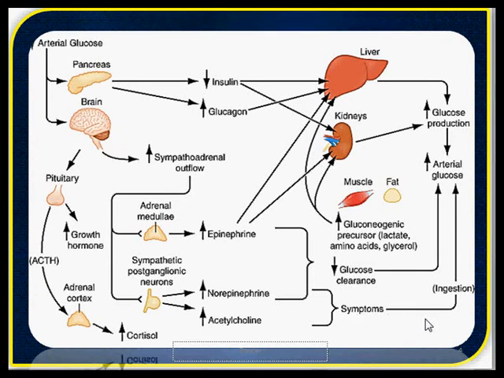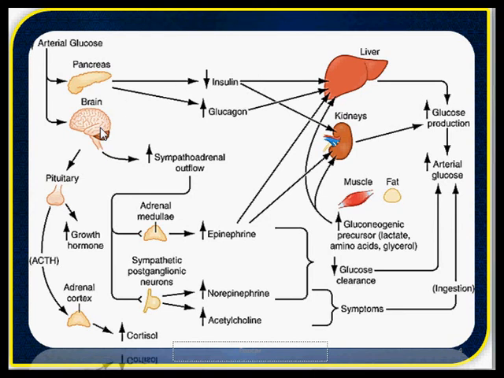Immediately one will be urged to ingest carbohydrate or food, which again maintains the arterial glucose. Also, epinephrine acts on the kidneys and on the liver, and when these neurohormones are available in excess, they increase the gluconeogenic precursors like lactate, amino acids and glycerol. These come from the muscle and the fat and of course the kidney, and all these precursors are pushed into the liver. The liver produces more glucose, so the glucose is maintained.